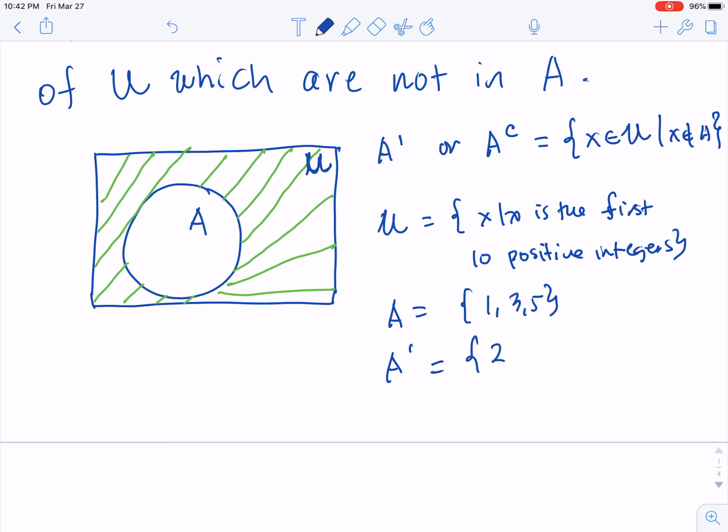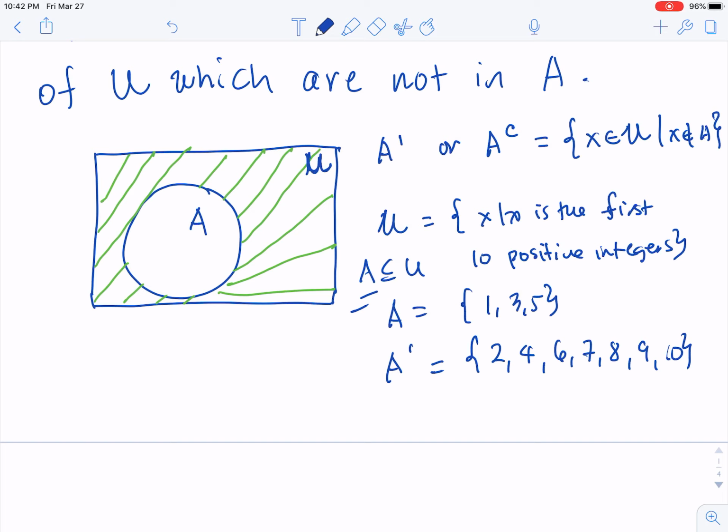O A complement. So, lahat ng mga nasa U na wala dun sa A. So, nandun yung 2. Merong 3, so hindi siya kasama. Meron tayong 4. What else? Meron tayong 6, 7, 8, 9, 10. Okay? So, by the way, ang A dito ay subset siya ng U.